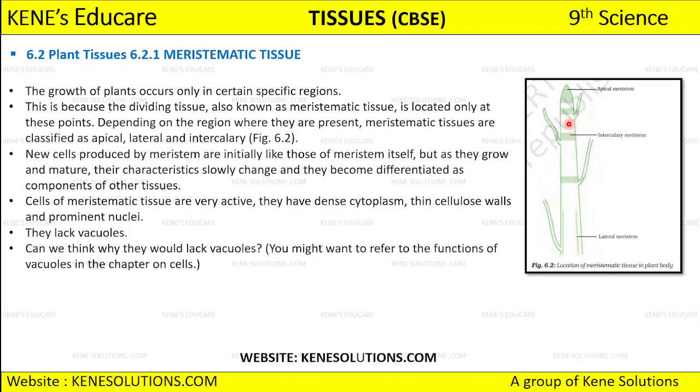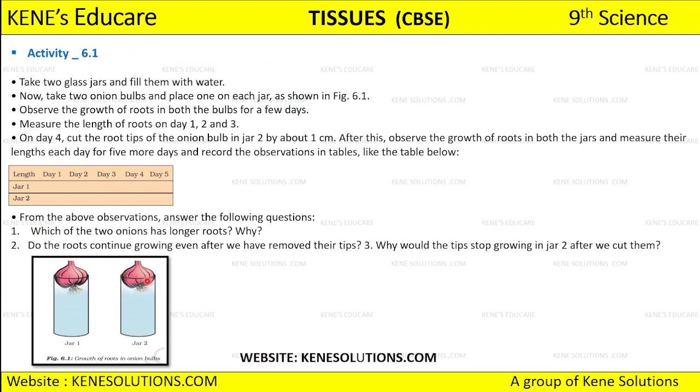Okay, as a result, because you have cut the apical meristem, you will see that the growth of the root is stopped. So in jar 2, because you have cut the onion bulb's root by 1 centimeter, it means you have cut the apical meristem. So here in jar 2 the growth will be stopped. Okay, and secondly, what has been written: do the roots continue growing even after we have removed the tip? No. So why will the tip stop growing in the jar? Because you have cut the apical meristem which is responsible for increasing the length of the root.